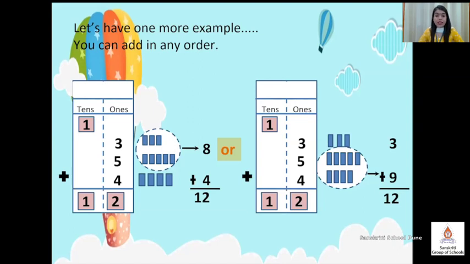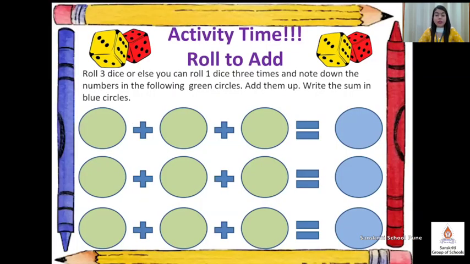So if you have understood this, we have this activity for you all. And it's very interesting. Let's read the instructions before I explain the activity. You have to roll 3 dice or else you can roll 1 dice 3 times and note down the numbers in the following green circles, add them up, write the sum in the blue circles.